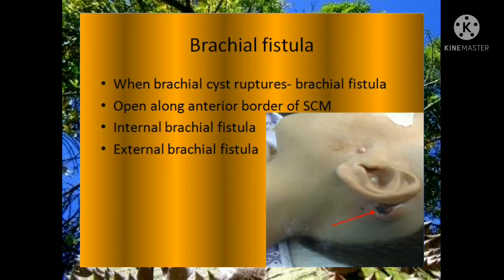Another condition, branchial fistula. When the branchial cyst ruptures, the branchial fistula develops, which opens along the anterior border of sternocleidomastoid muscle. The fistulas are of two types, internal and external branchial fistula. First, the internal branchial fistula: the cyst opens into the pharynx, usually in the tonsillar region. And another one, the external: the cyst opens outside, usually anterior to the sternocleidomastoid muscle.